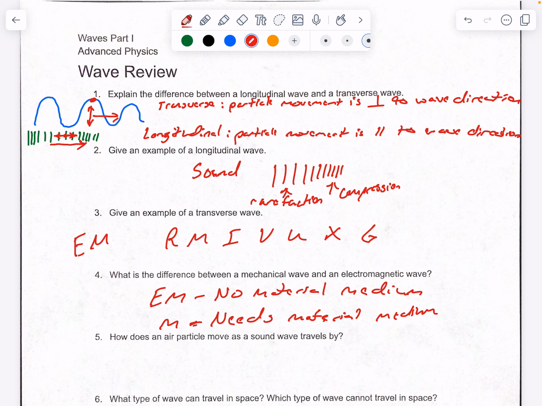So remember, your electromagnetics are these right here. Basically, anything that's not that is going to be considered mechanical.